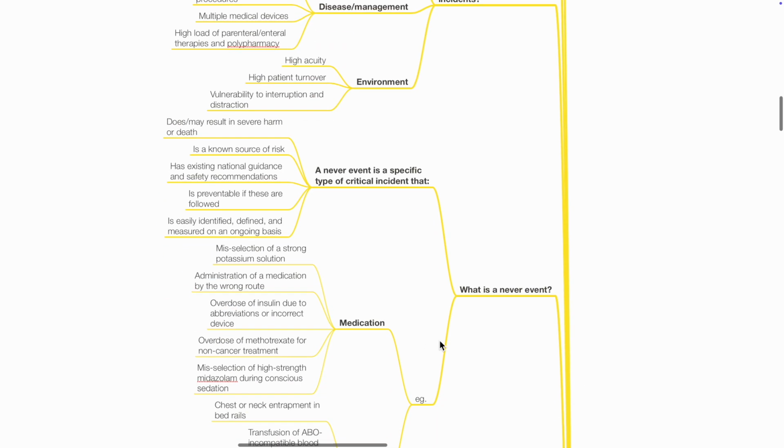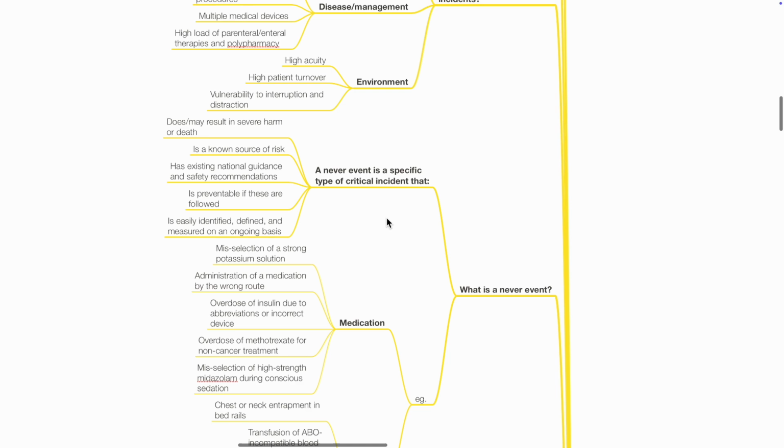What is a never event? This is a specific type of critical incident that does or may result in severe harm or death, is a known source of risk, has existing national guidance and safety recommendations, is preventable if these are followed, and is easily identified, defined, and measured on an ongoing basis.